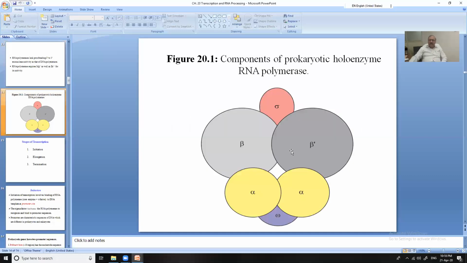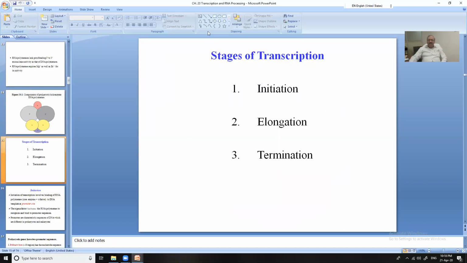This is the structure of RNA polymerase: 2 alpha, 1 beta, 1 beta prime, 1 omega and 1 sigma. This sigma is a temporary unit, which I will explain. Transcription has 3 steps: initiation, elongation and termination.